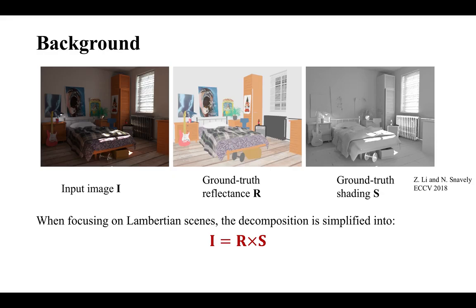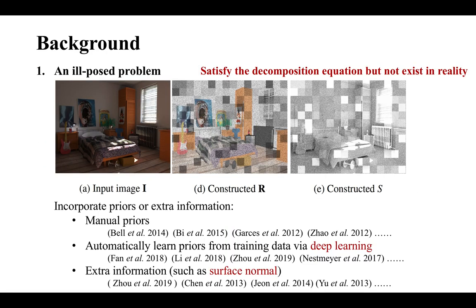The decomposition equation is shown here. Many works, including ours, have focused on Lambertian scenes. Under this assumption, the input image can be simply reconstructed by a channel-wise multiplication of its reflectance and shading. However, the decomposition equation is under-constrained. To release ambiguities in the decomposition process, extra priors or information are required.